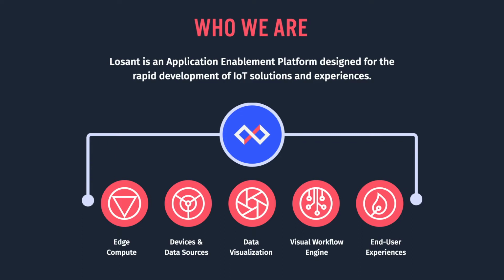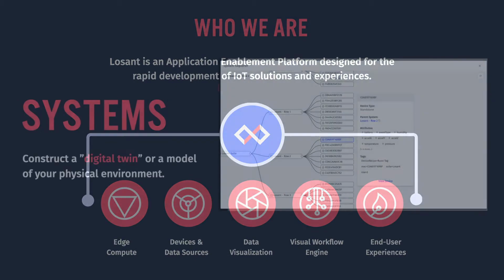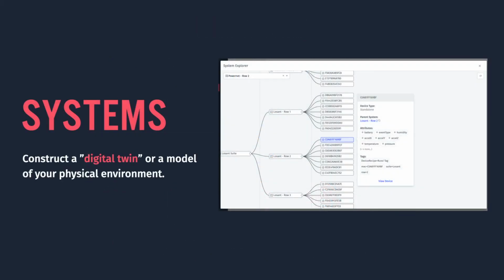Losant provides the building blocks an enterprise would need when bringing an IoT solution to production. Today, we're going to talk about one of those building blocks, systems. Systems enable you to create a digital twin within Losant. We describe a digital twin as a digital replica of a living or non-living physical entity, like a stadium or an office building. Overall, this feature helps you make sense and ask new questions of complex environments within Losant.